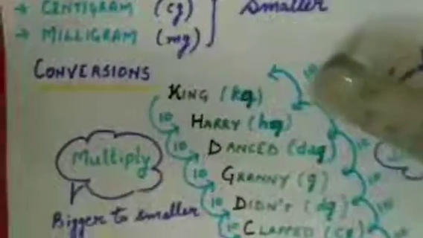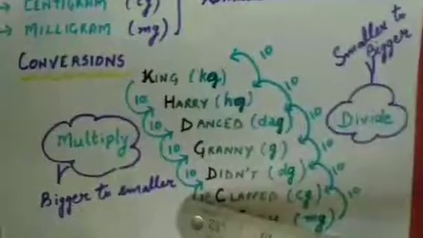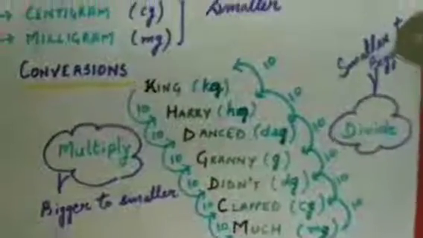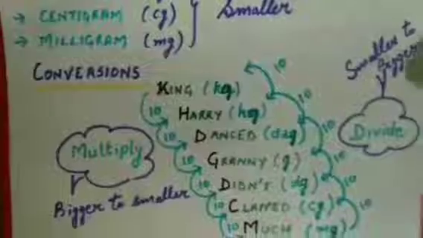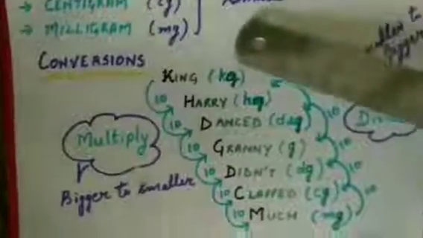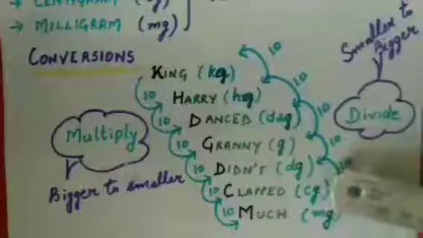Children, now we will do the conversions of units. For converting a bigger unit to a smaller unit, we always multiply. While if we have to convert a smaller unit into a bigger unit, we will always divide. We need to remember the statement, King Harry danced, Granny didn't clap much. Here, King's K stands for kg, H stands for hg, danced, D stands for decagram, G stands for gram, D stands for decigram, C stands for centigram and M stands for milligram.